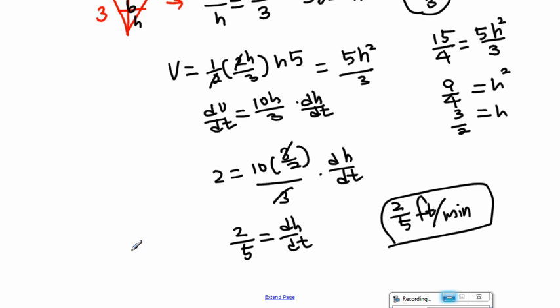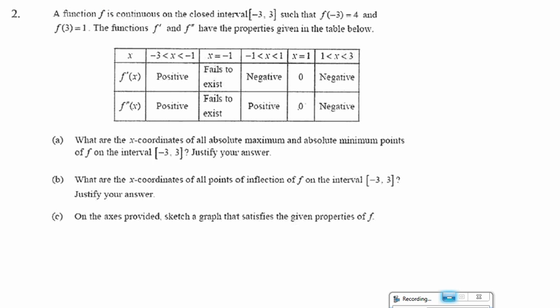That's number 1. All right, let us move on to number 2. Here we have f, a continuous function on the given interval, where f(-3) is equal to 4, and f(3) is equal to 1. And the first and second derivatives are given in this way.